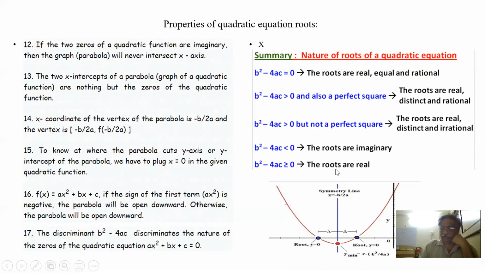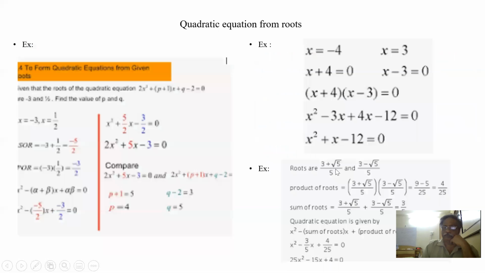Roots are real. Okay. Let us form the equation, suppose the roots are given: -3 and 1/2. How to find it? We have just seen: x square minus sum of the roots into x plus product of the roots. What is the sum of the roots? This is -3 plus 1/2, which is minus 5/2. Product of the roots is minus 3/2. This is the equation of the quadratic.